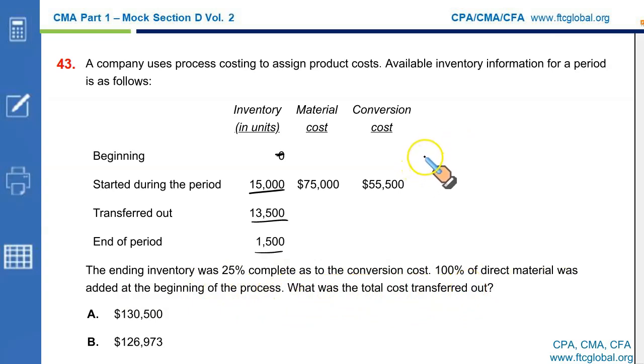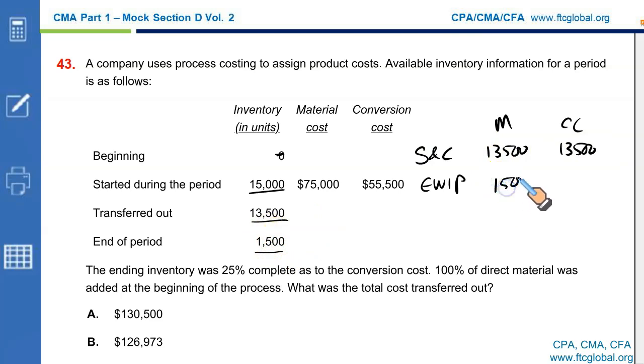We'll do the same thing that we do. No need to take beginning work in process. Start with the started and completed and the ending work in process. Write material and conversion cost. These 13,500 units, they are complete with regard to material and conversion cost. And these 1,500 ending work in process, they are 100% complete with regard to material, but only 25% complete with regard to conversion cost. So 1,500 times 25%, that'll give you 375. Total 15,000 EUPs for material and 13,875 for conversion cost. The next step is to calculate the rate.